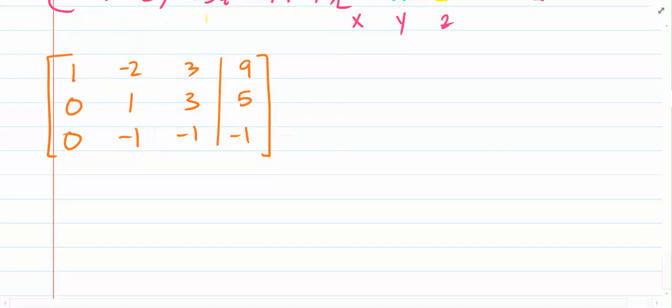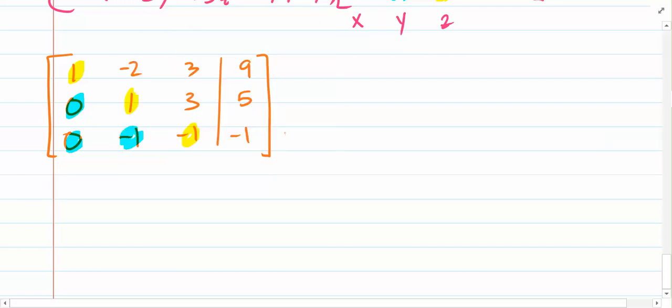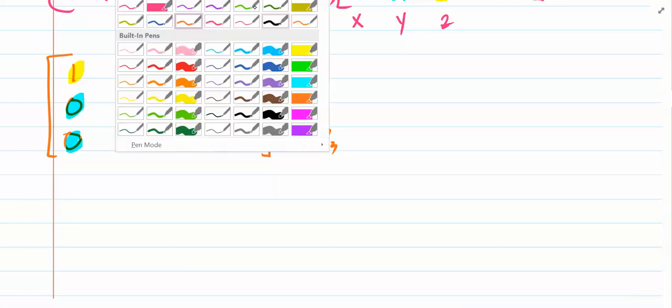So remember, the goal: we want ones here, we're looking pretty good there, and then we want to get zeros here. So just add the second row to the third row. Steven says, why don't we just do row 2 plus row 3, and we'll change it right there. And I would totally agree.